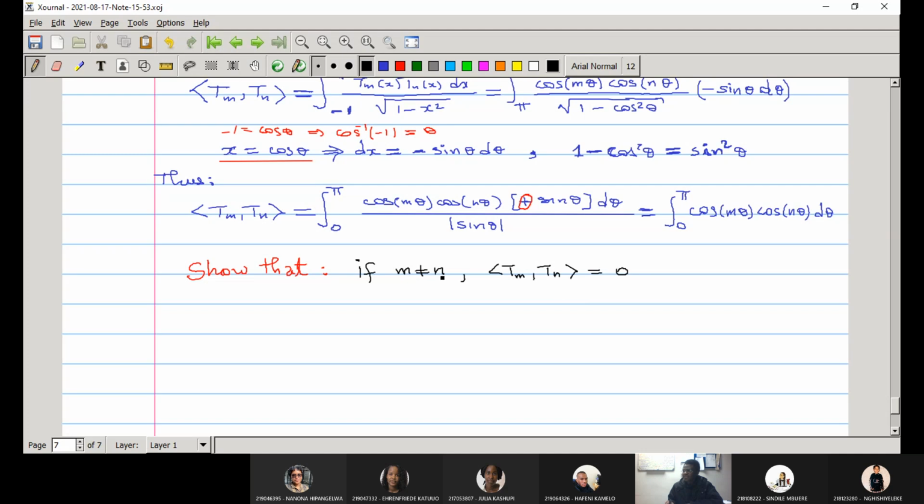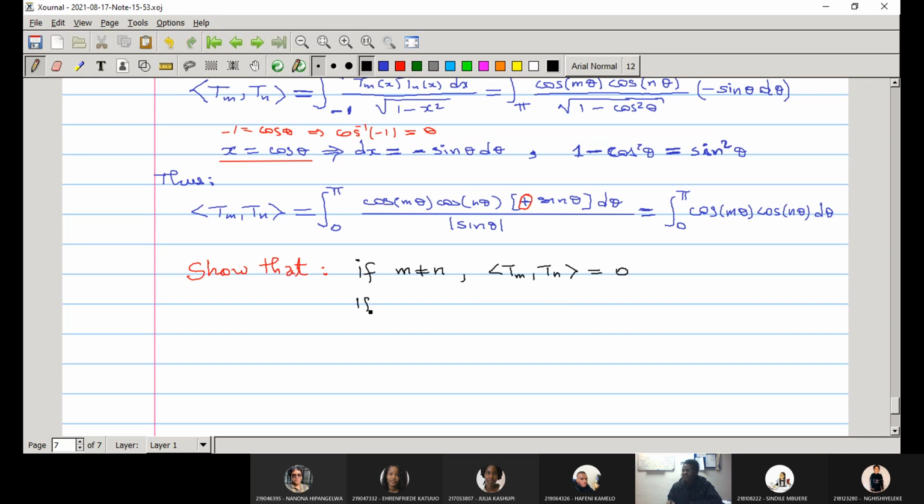Because if this is different from that, you'll be able to write this in terms of cosine (m plus n) theta and cosine (m minus n) theta. Because they are different, that one will also be non-zero. And therefore, you'll be able to divide by something of m minus n. So just use that trigonometric identity to do this, and you'll be able to show that this is 0.